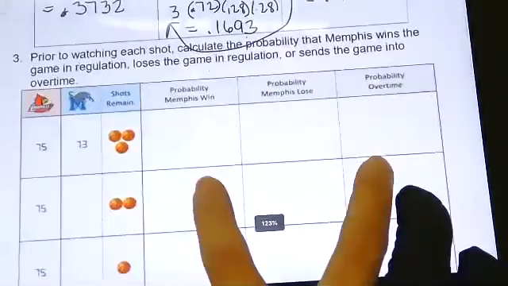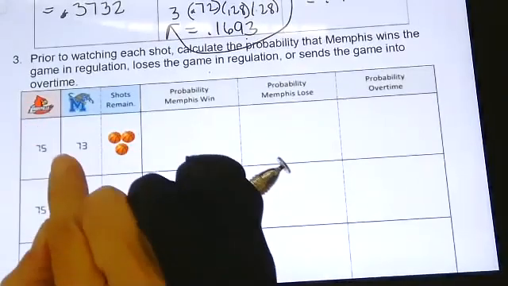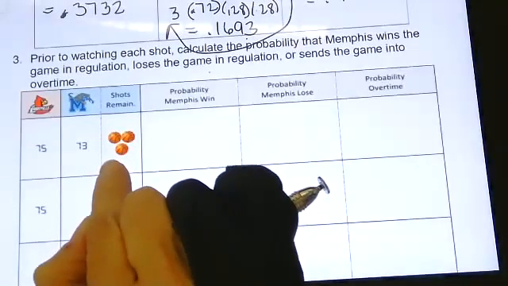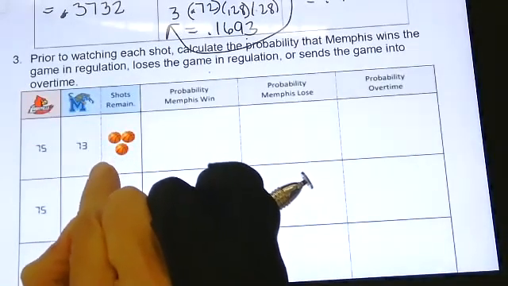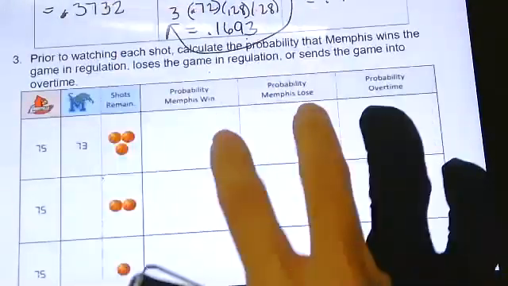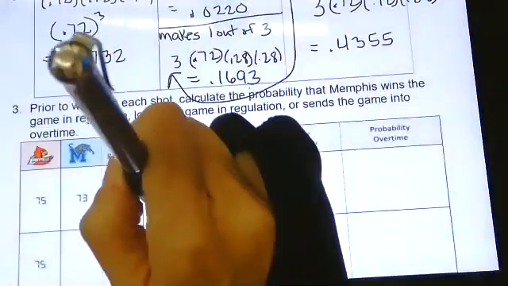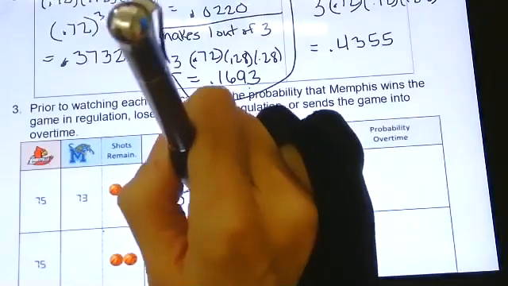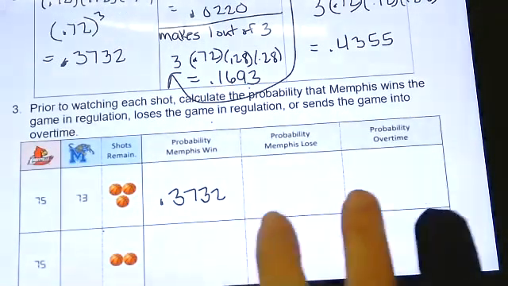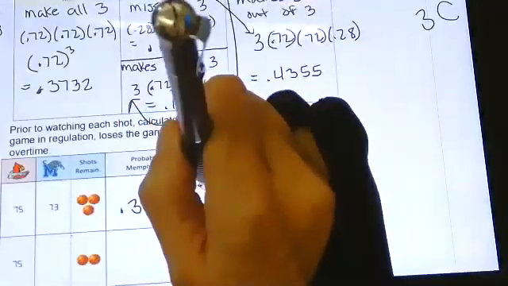Okay, let's fill in this table right here. Louisville had 75 points. Memphis has 73 points. Mr. Washington has 3 shots. The probability that Memphis wins the game is right up here. The only way that they win the game is if he makes all 3 of the shots. Okay, probability that they lose. Well, that's the second stuff here.